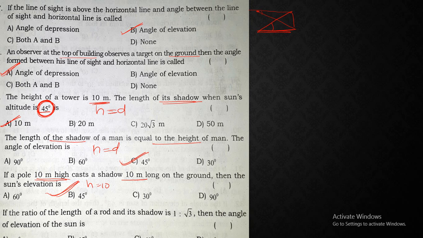Next, the ratio of length of rod to the shadow. Length of rod means height and the shadow is distance. So H by D is equal to what is given, 1 by root 3. H by D is nothing but tan theta here. So when tan theta is equal to 1 by root 3, theta is equal to 30 degrees. So clearly the answer is 30 degrees.